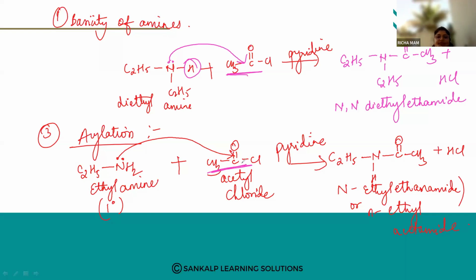So let us see it with aniline. We'll do the acylation on aniline. Next reaction: I'll take aniline and react it with acetic anhydride. What is acetic anhydride? This is acetic anhydride. So what will happen now?